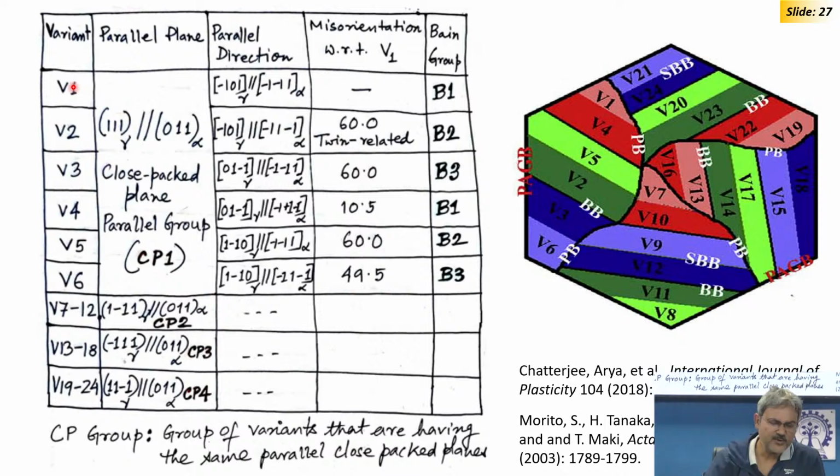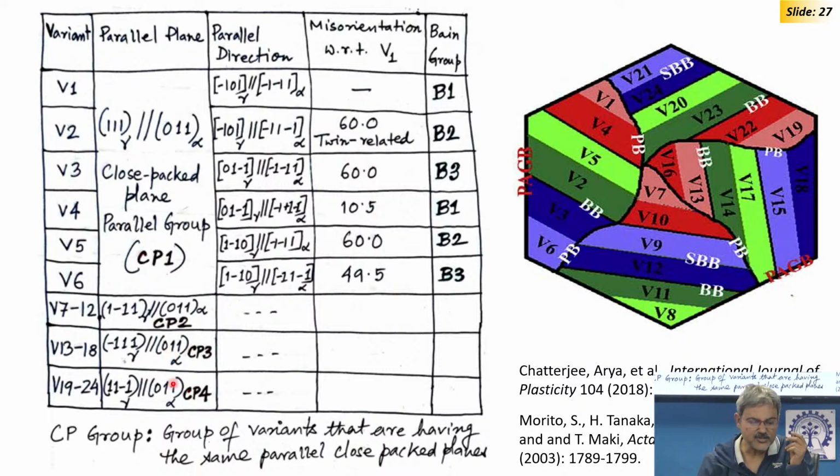So, what you will find is that variants are written like this: V1, V2, V3, V4, V5, V6. In all these cases you will find the plane relationship is the same, which we call the close packed plane parallel group, CP group. This is CP1. Similarly, from 7 to 12 you will get the same plane relationship, the parallel planes are the same, but the directions are changing. So, 7 to 12 you will find a different set of directions, and 13 to 18 another set of parallel planes, which we call CP3.